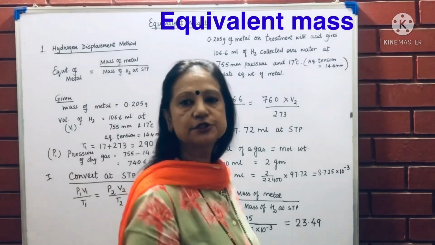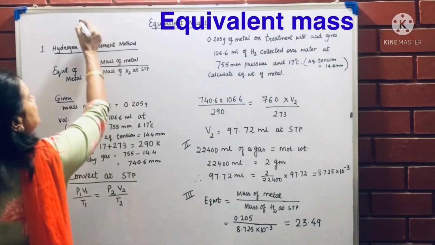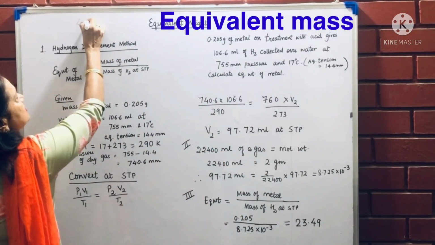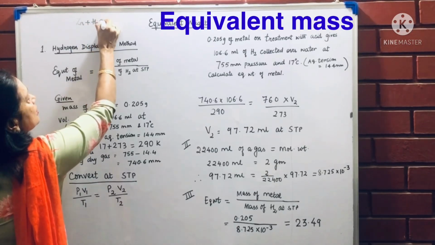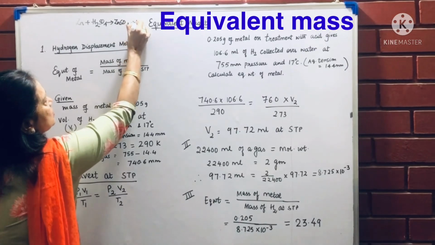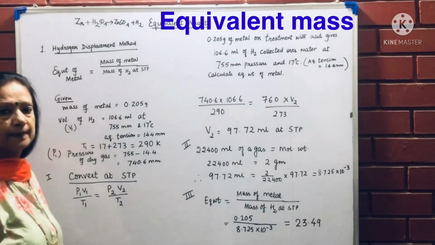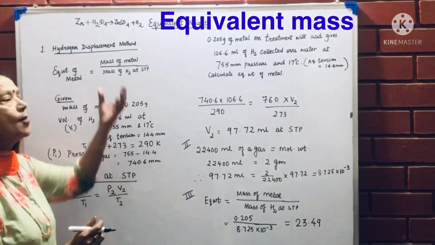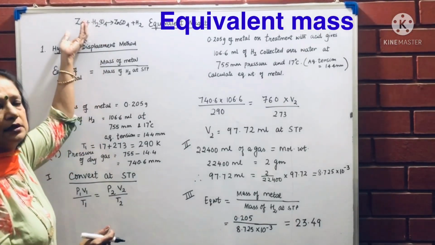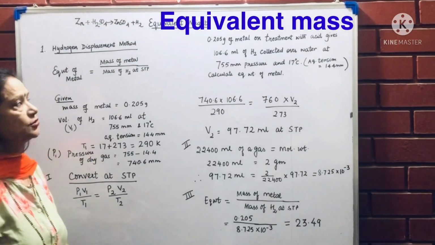So we'll do calculations on equivalent weight. As I told you, equivalent weight means supposing I write zinc plus H2SO4 gives ZnSO4 plus hydrogen, and I want to find out the equivalent weight of zinc. So I have to find out how much amount of zinc is going to displace 1 gram of hydrogen.